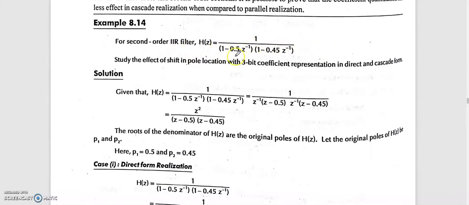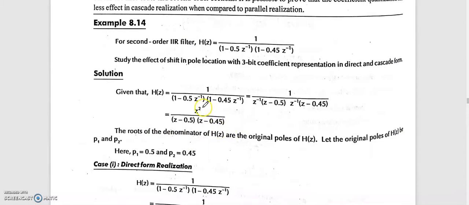It is 1 by (1 minus 0.5 z raised to minus 1) into (1 minus 0.45 z raised to minus 1). The question is to study the effect of shift in pole location with a 3-bit coefficient representation in direct and cascade form. So we have the transfer function given here. Our first purpose will be to find the roots of this original equation, or identify the poles.